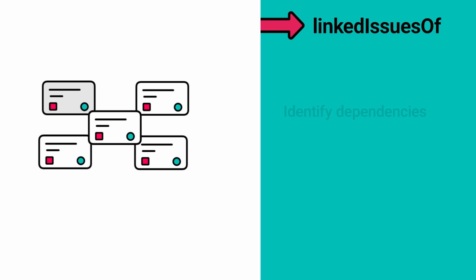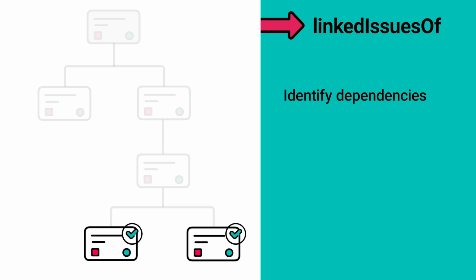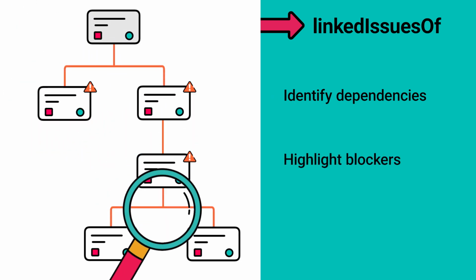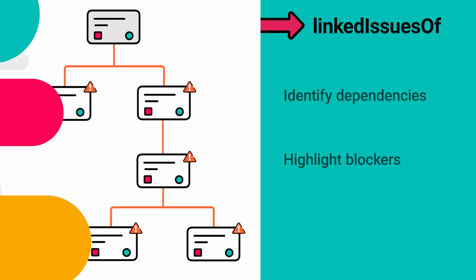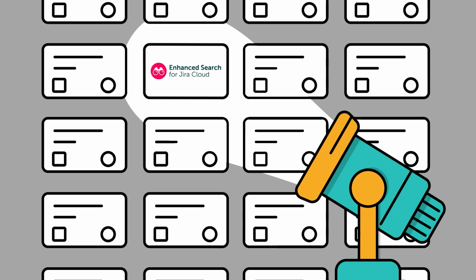This function is perfect for identifying dependencies between tasks, so you always know what needs to be completed before your task can move forward, and highlighting blockers that are slowing down your progress. Streamline your project management and boost productivity with LinkedIssuesOf from Enhanced Search.